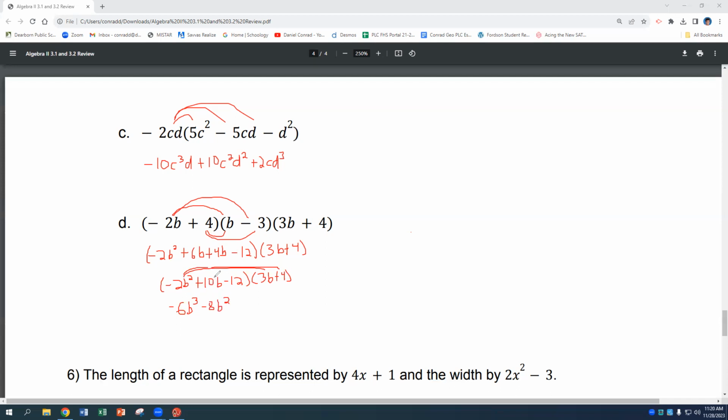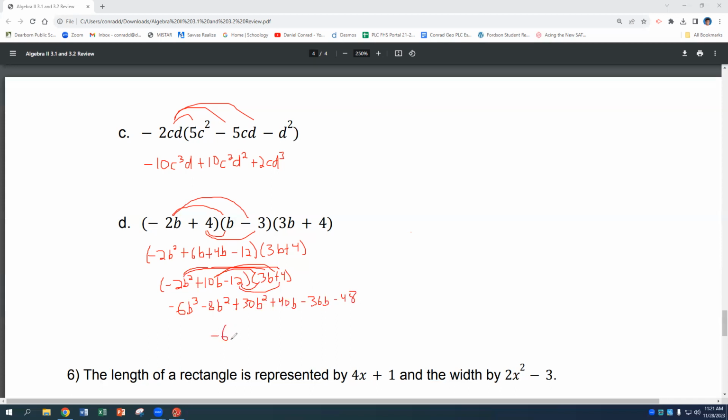The next one, 10b times 3b is going to be plus 30b squared. 10b times 4 is going to be plus 40b. Minus 12 times 3b is going to be minus 36b. Negative 12 times 4 is going to be minus 48. Only thing left to do is combine like terms.